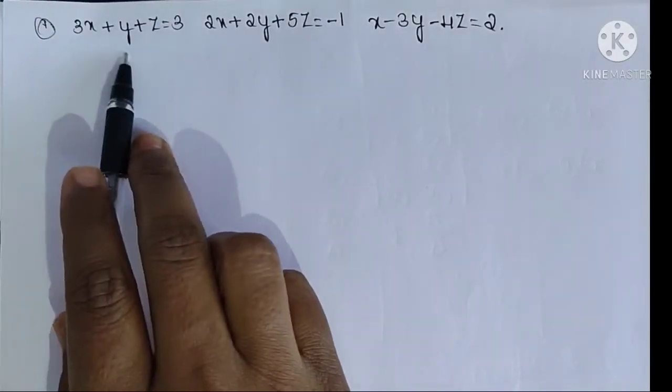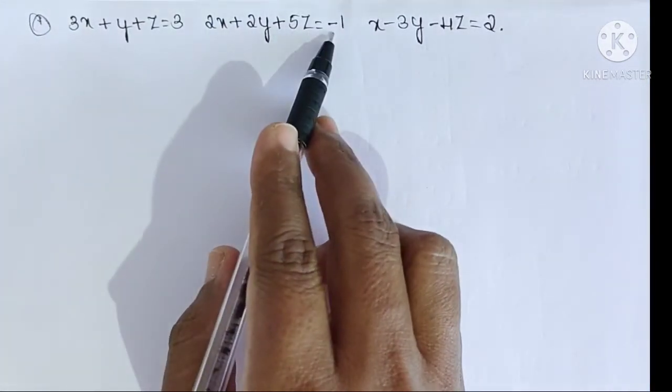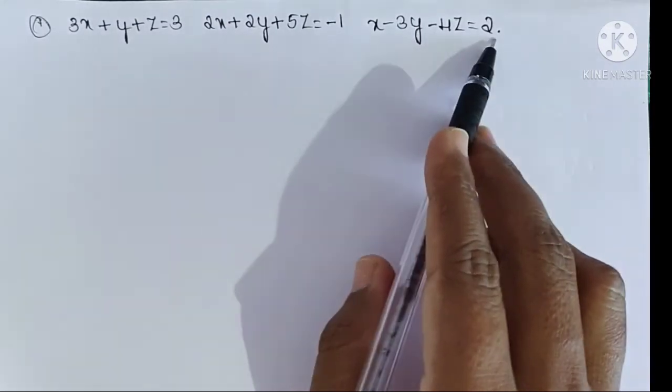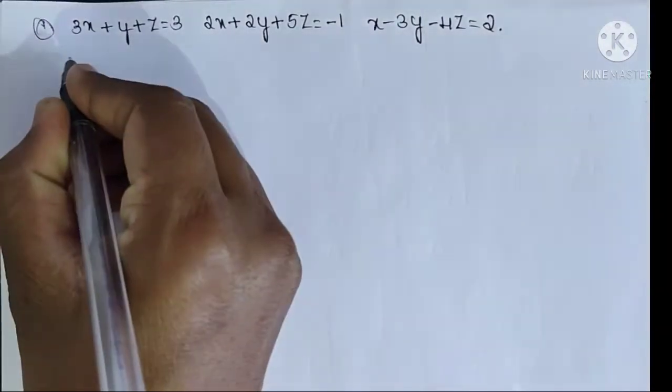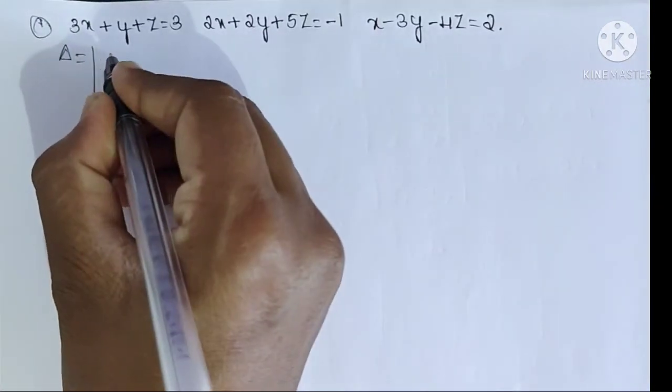Problem. 3x plus y plus z equals 3. 2x plus 2y plus 5z equals minus 1. x minus 3y minus 4z equals 2. First you consider delta. Delta is the determinant of the coefficients of x, y, z.